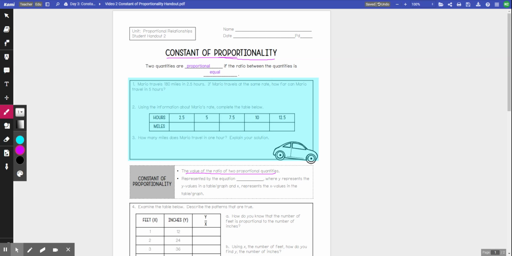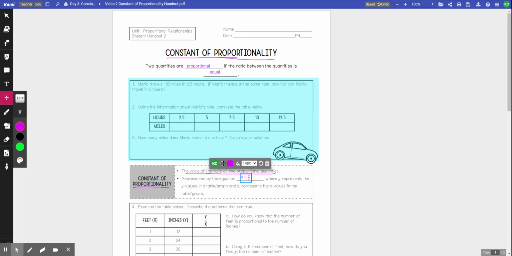So think about money spent and items bought. The more items you buy, the more money you spend. But if you don't buy anything, you don't spend anything. So the constant of proportionality here is the value of the ratio of two proportional quantities. The constant of proportionality is represented by the equation k equals y over x.